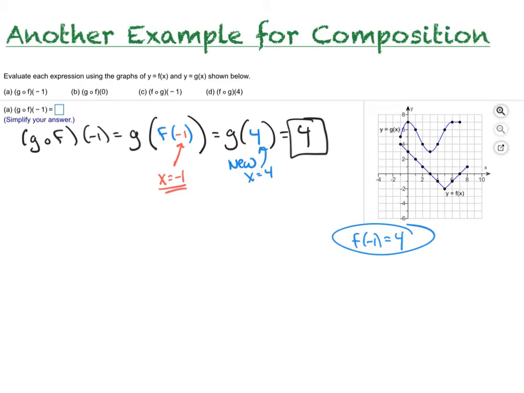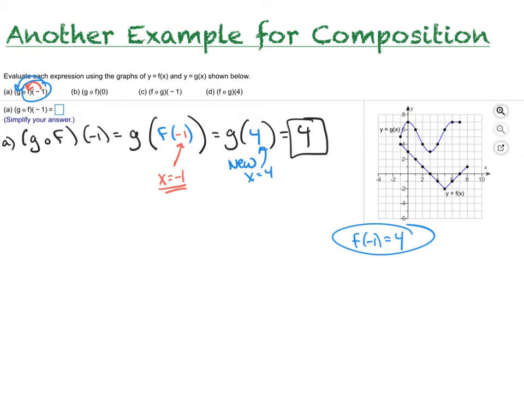So here's what we're doing. The first number is the starting x value. Then we plug that into f, because it's the function that comes closest, the function on the right. We plug -1 into f, figure out what that is, and then plug that value into g. So saying that again, we take -1, plug it into f, figure out what that is, and then take that whole value and plug it into g. Okay, let's try that again.